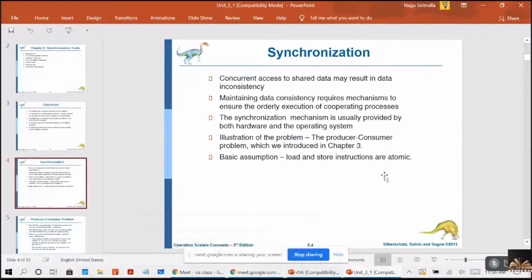Basic assumption: load and store instructions are atomic. Atomicity is one kind of property, I can say, that you can learn in the database. ACID properties of the transactions you will learn: atomicity, consistency, isolation, and durability, I guess. And atomic means here the load and store instruction has to be atomic. That means first you have to load, then only the store instruction has to get executed, right?